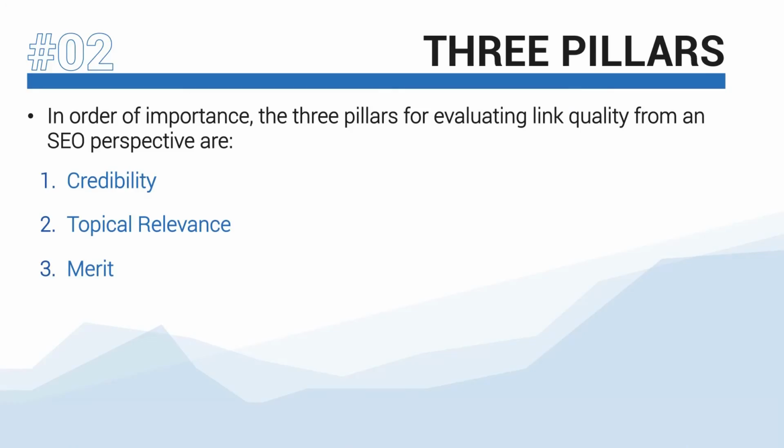Now, we mentioned earlier that link evaluation was a hefty and technical topic, and it is, but fortunately, the main ideas can be simplified into three categories. Let's call them the three pillars. Keeping these pillars in mind provides a practical framework that will help the rest of the details naturally fall into place. So in order of importance, the three pillars for evaluating link quality from an SEO perspective are: number one, credibility; number two, topical relevance; and number three, merit.